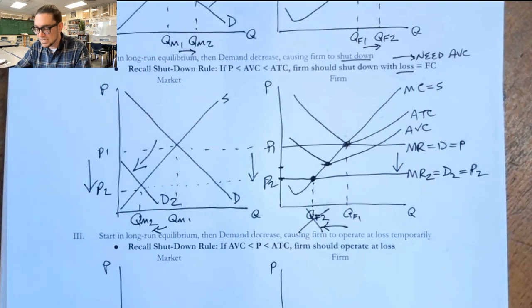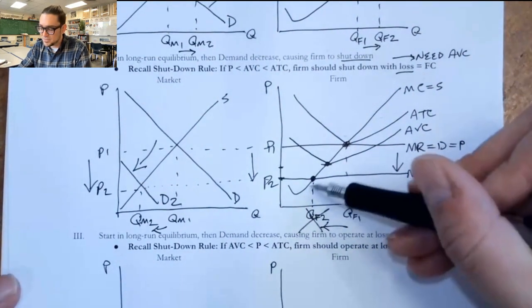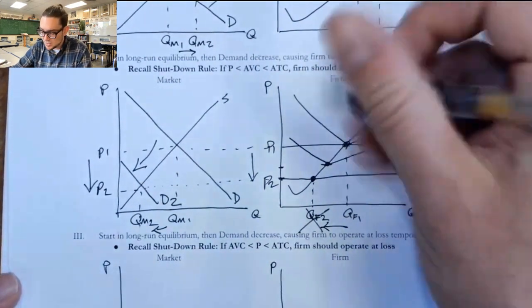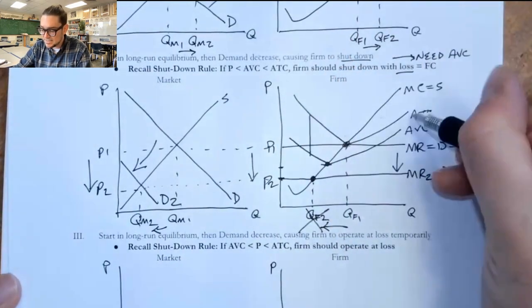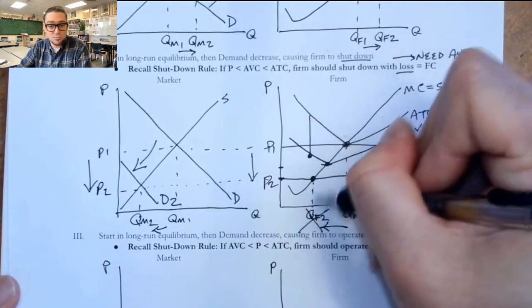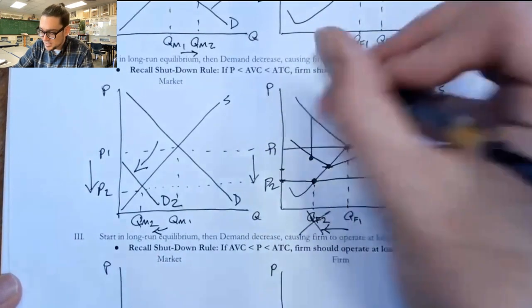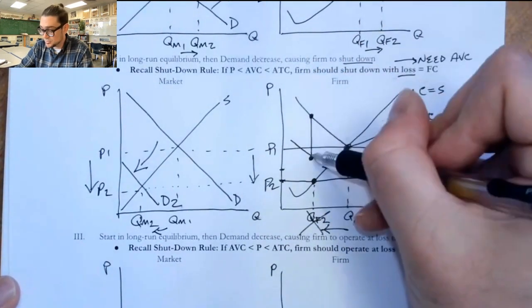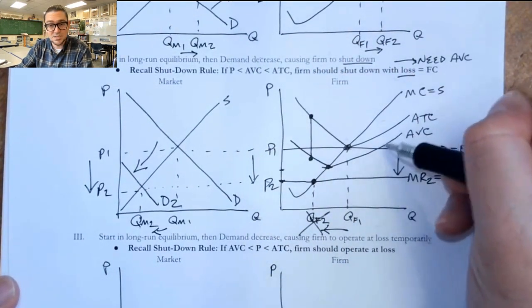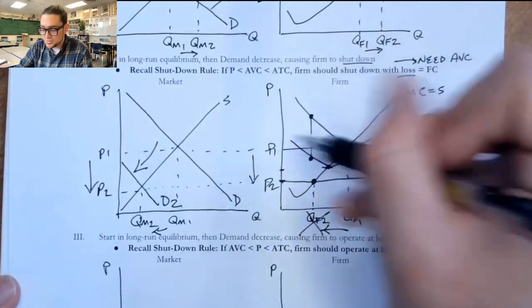Now, the easiest way to show it is actually to look at any of the quantities and basically draw a line from the ATC to the AVC. I just picked it at QF2, but you could do it at any quantity. You pick a line in between these two. So you could do it here, you could do it over here. It'd be a little bit messy if you did it all the way on this side. So I find it easier to do it on the left-hand side.